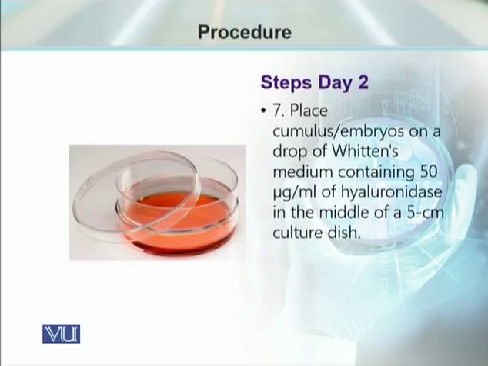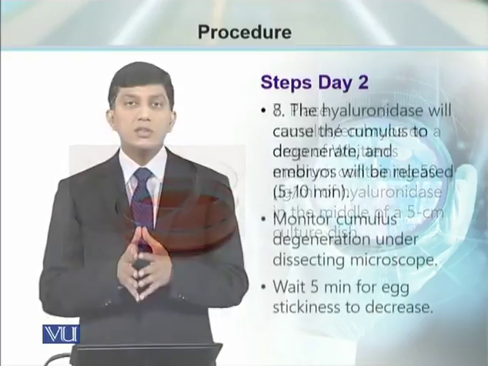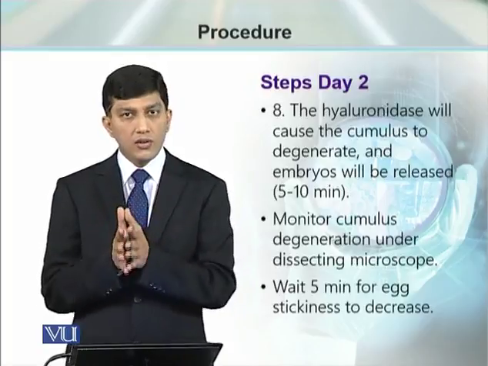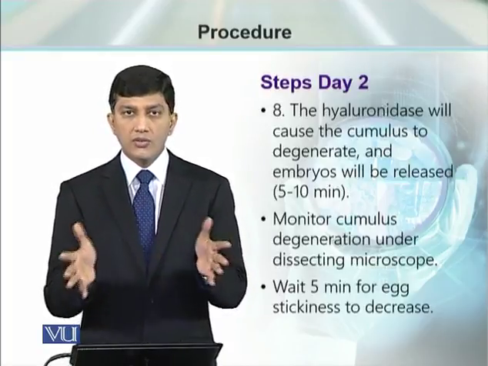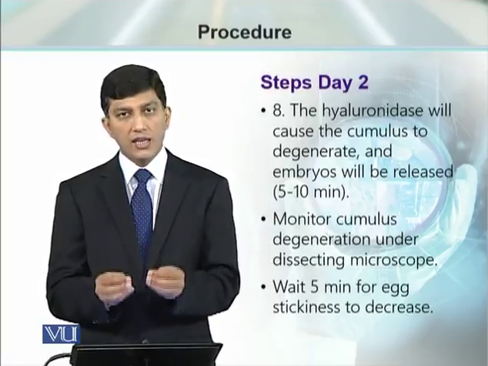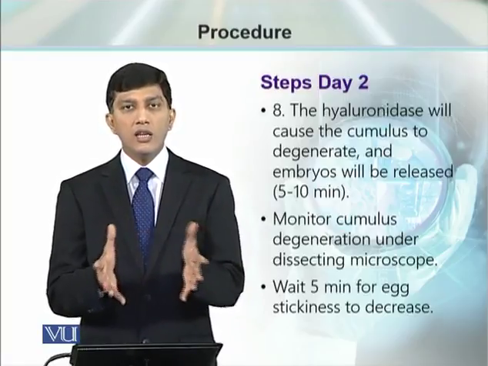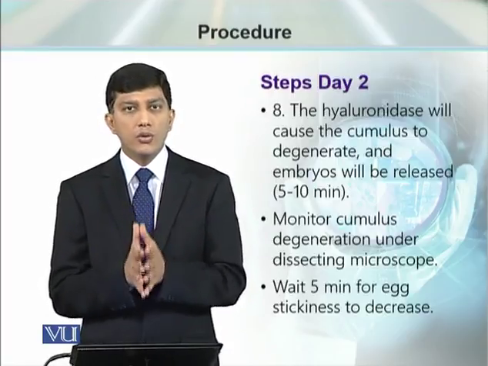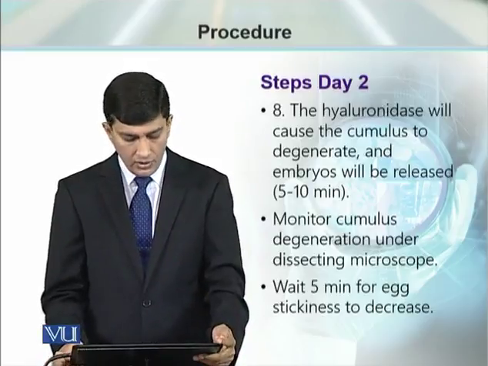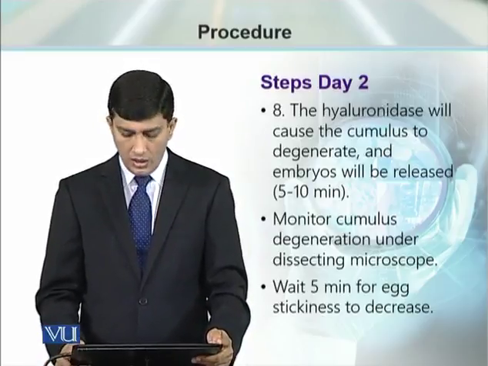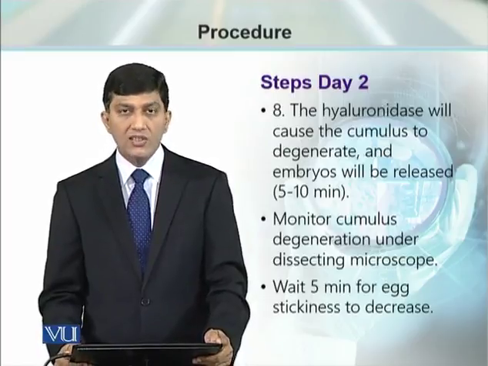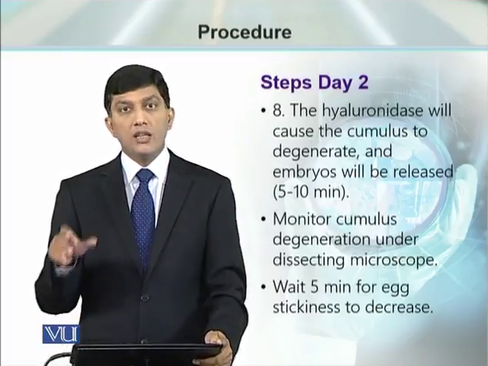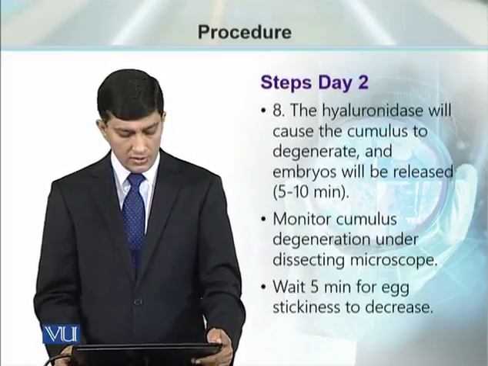This hyaluronidase enzyme is responsible for degenerating the cumulus, and it takes about 5 to 10 minutes. Cumulus degeneration is mandatory because once the cumulus is degenerated, all the eggs, fertilized eggs or embryos are released in that Whitten's medium, and we can pick and choose those eggs. We can monitor this cumulus degeneration under the dissecting microscope, and once it is complete, we need to wait for another 5 minutes so that the eggs can lose their stiffness.